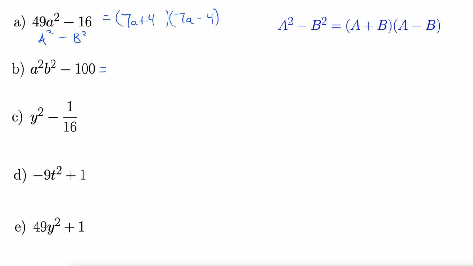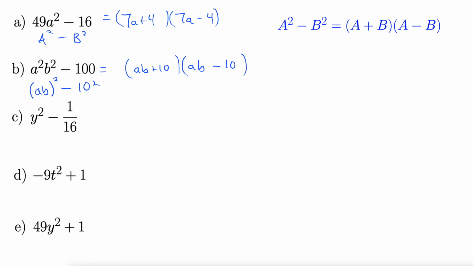Okay, how about this one? A squared b squared minus 100. Well, this is indeed also of the form capital A squared minus capital B squared. We could see this a squared b squared as (ab) quantity squared, minus 100 is 10 squared. Okay, so we're in the right form. That'll give us (ab plus 10)(ab minus 10).